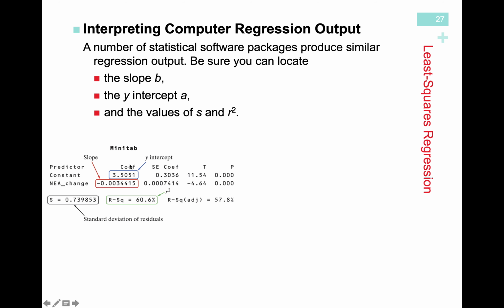So under coefficient, what's next to constant is the y-intercept. What's next to whatever variable, so this name will change problem to problem because this represents whatever the variable is for x, that coefficient is our slope. And then not too difficult to find s because it says s equals. And that tells us the standard deviation of the residuals. And not too hard either to see r squared because that's r dash clearly r squared.